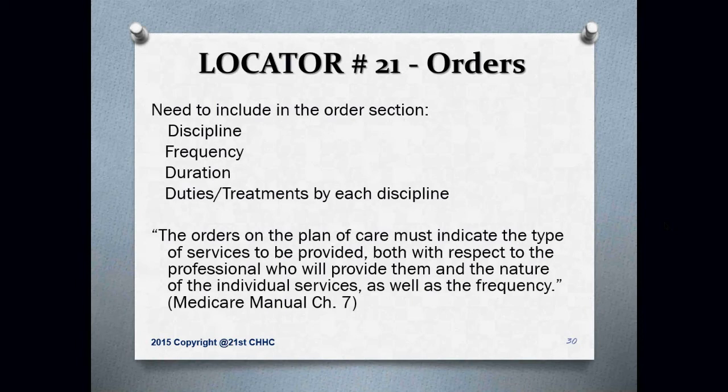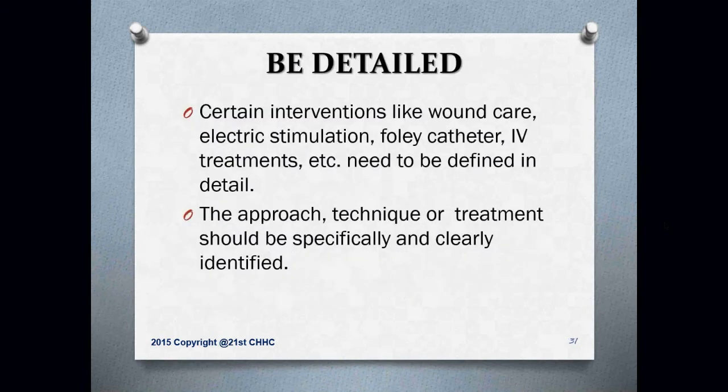This bottom paragraph here just is an excerpt from the Medicare Manual, Chapter 7, and it tells you exactly why that has to be in there that way. That is Medicare's rule. So again, in that box 21, you want to be very detailed. You want to make sure that it lists everything that's going to be done for the patient, because the doctor has to sign that.